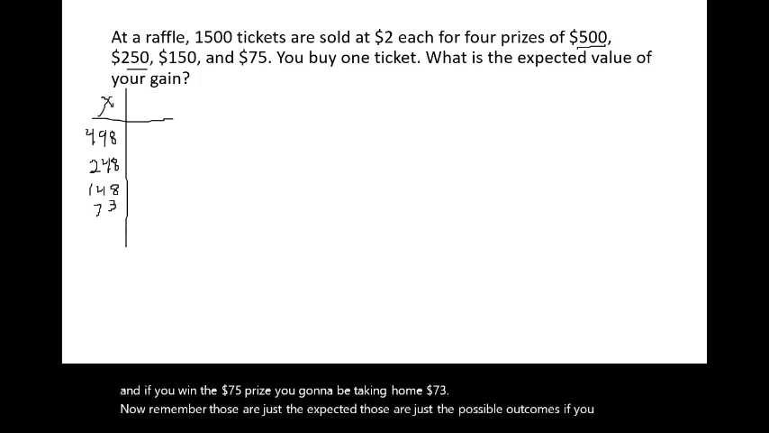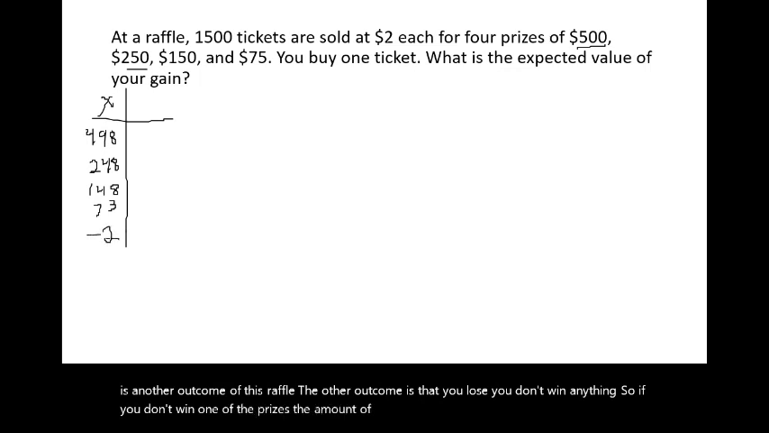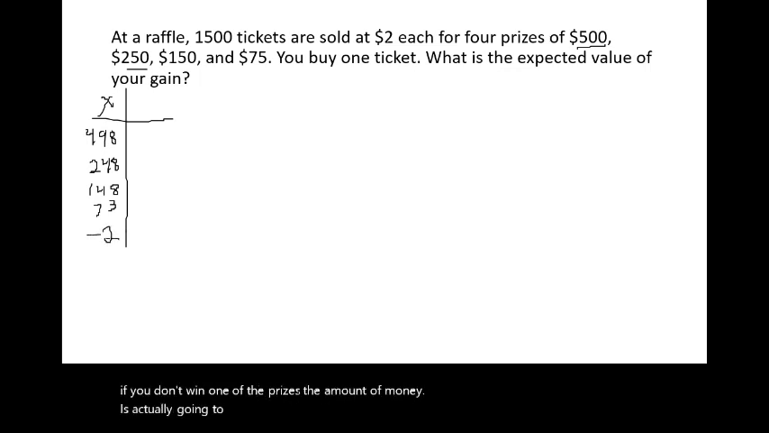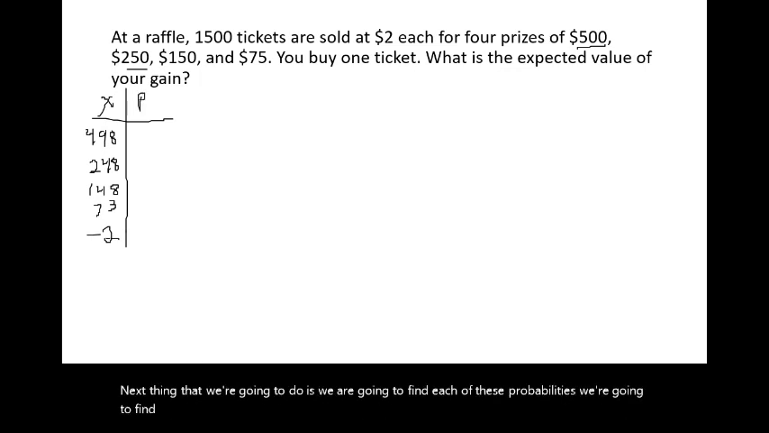What is another outcome of this raffle? The other outcome is that you lose. You don't win anything. So if you don't win one of the prizes, the amount of money is going to be -2, indicating that you lost those $2 and that was it. Next thing that we're going to do is find each of these probabilities. We're going to find the probability of obtaining each of these prizes.